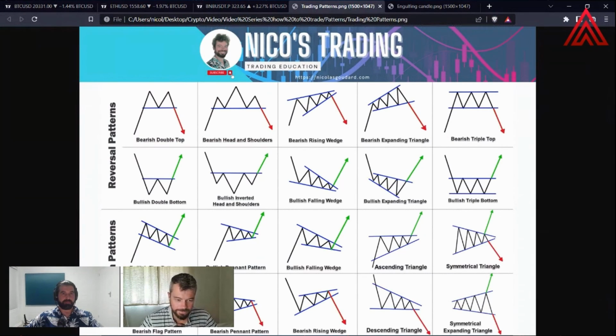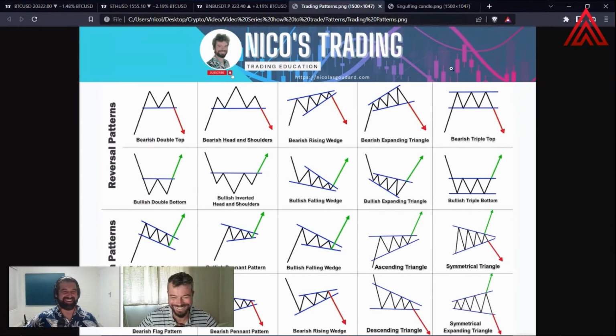After this flag pattern, which can be bullish or bearish, let's have a look at a reversal pattern. Let's have a look at the double top and double bottom. I'm also going to talk about the triple top or triple bottom because they are exactly the same. The only difference is the double top or bottom will touch twice, the triple will touch 3 times. You can count that on one hand, really.